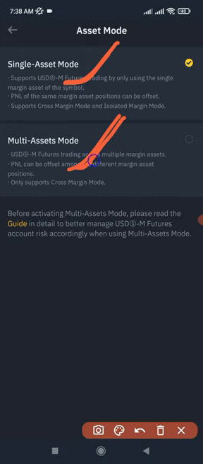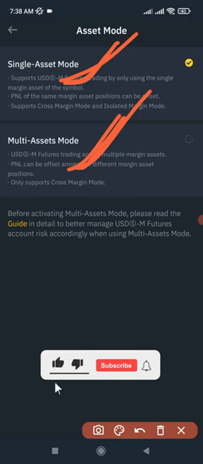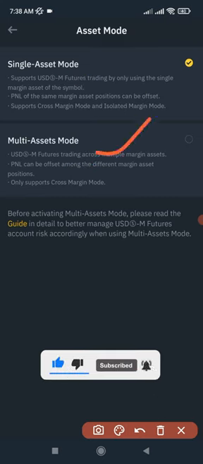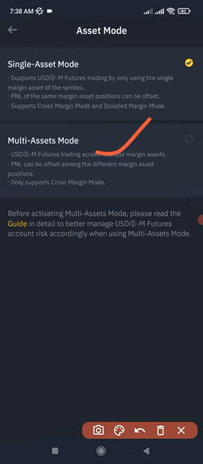So for the multi-asset mode, you will only be trading on cross margin. But for the single asset mode, you only trade USDT pairs with, you know, isolated or cross margin. It all depends on what you want. Okay, so cross margin is good if you are a good risk manager.